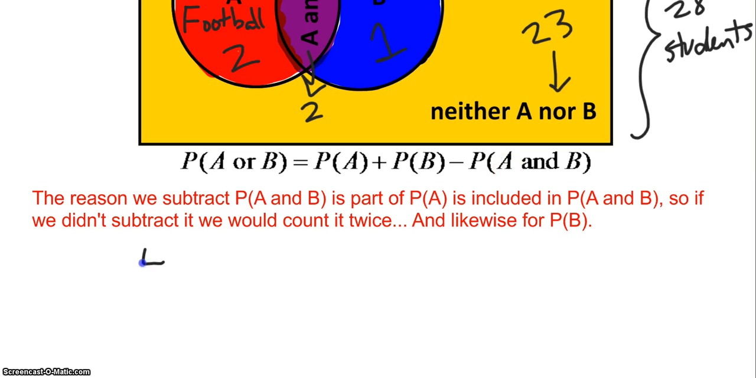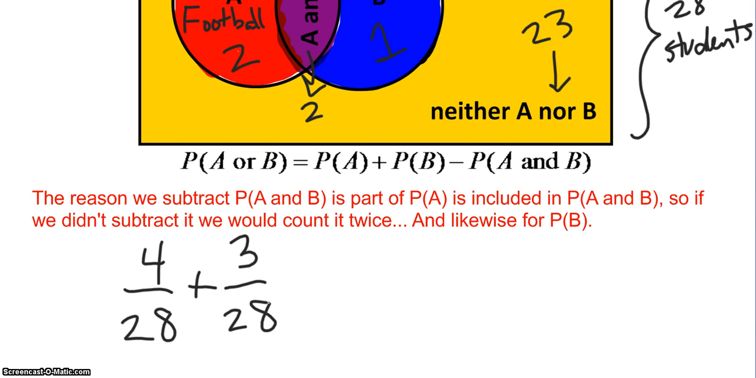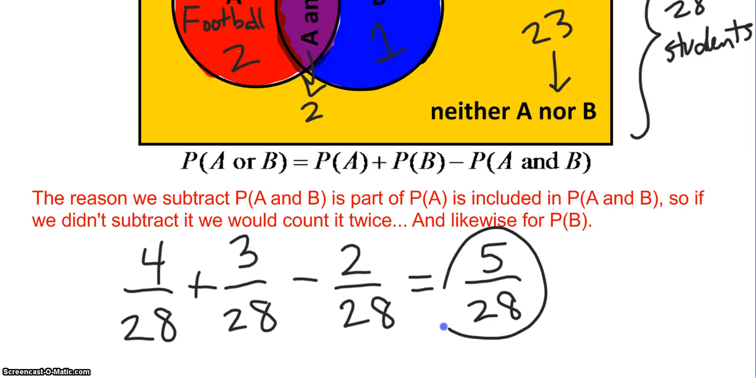So what we have here is 4 people out of 28 who play football. We have 3 people out of 28 who play basketball, but we need to subtract the people that we accidentally counted twice because they play both sports. So subtract 2 over 28. So the probability that you either play football or basketball is going to be 5 out of 28. Okay, so the probability of A union B is going to be 5 out of 28.